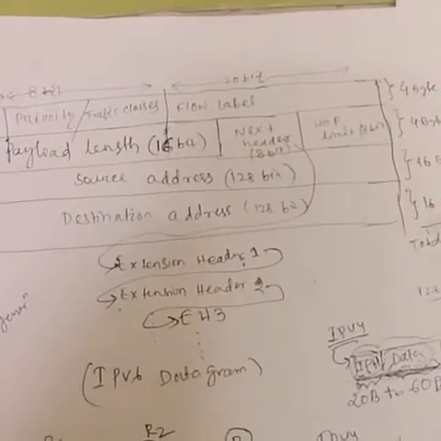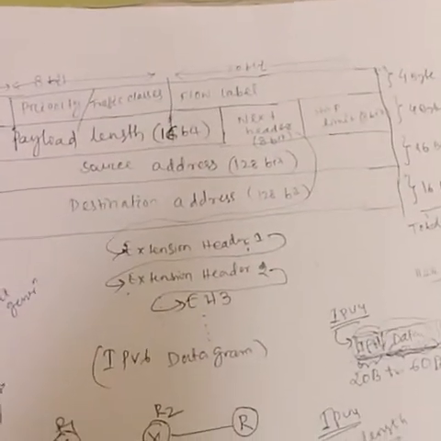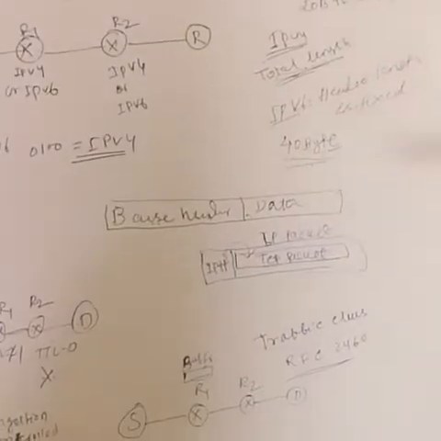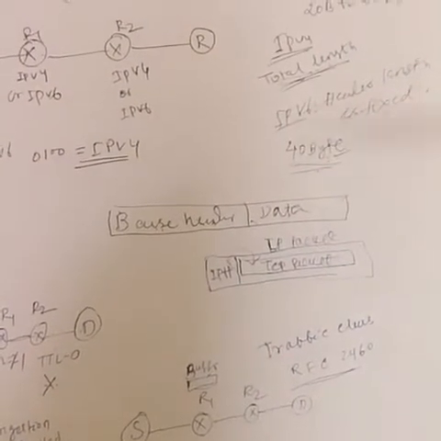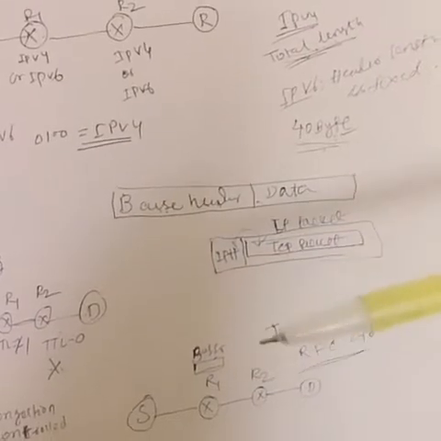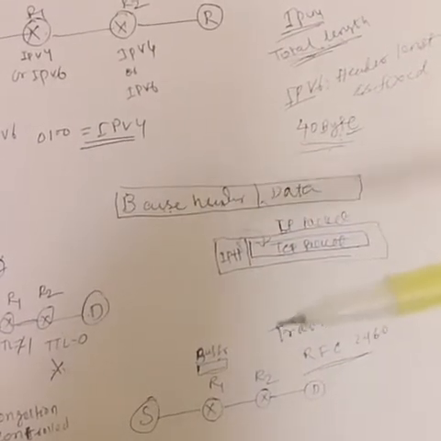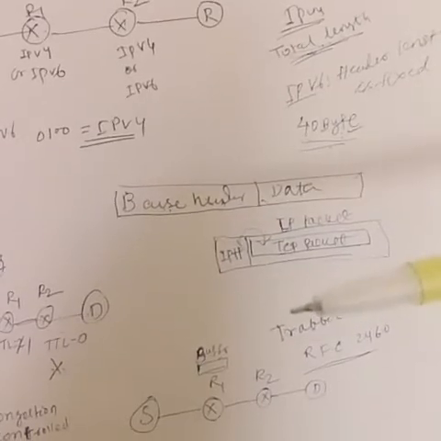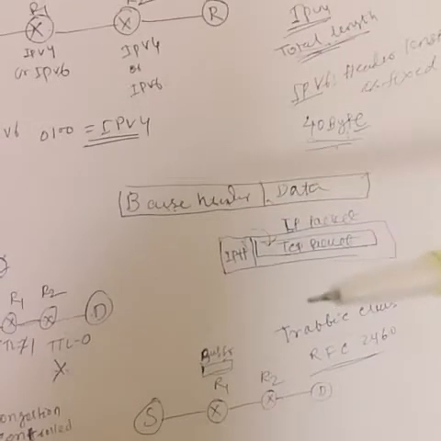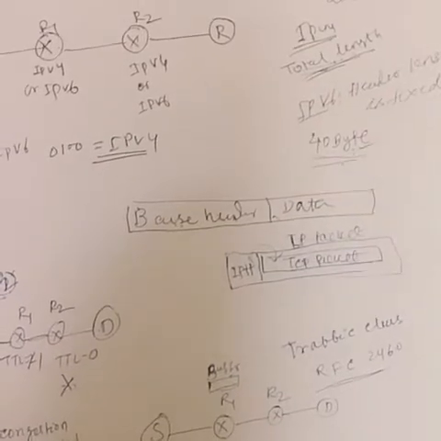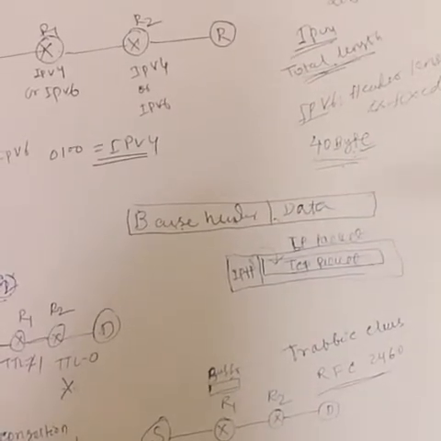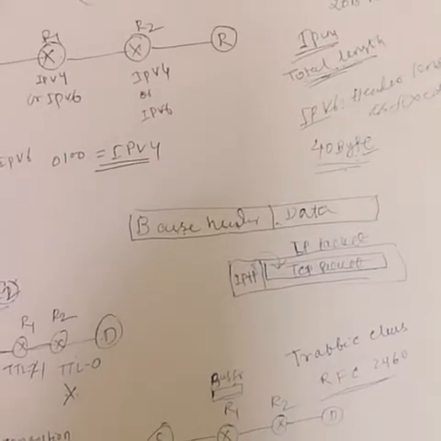Now I will discuss the traffic classes, right? Whenever a router is congested, it does not have any space to accommodate packets, then it has to discard some of the packets. How will it discard? Depending on some priority.